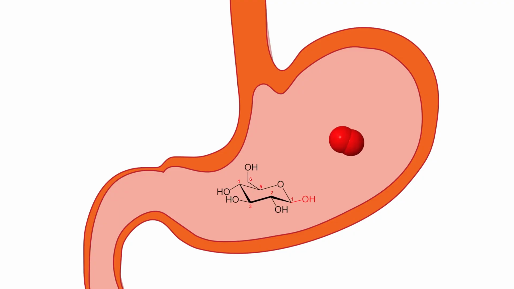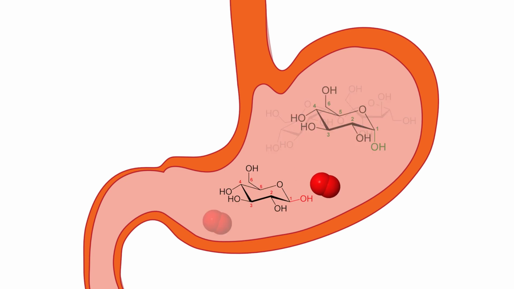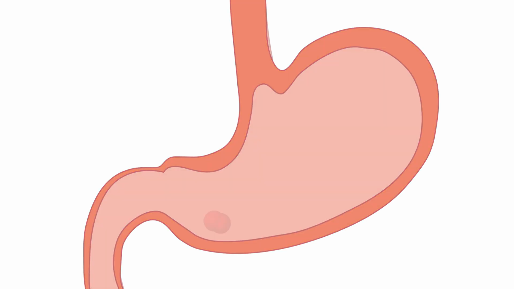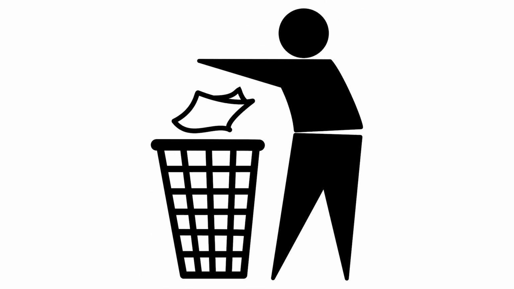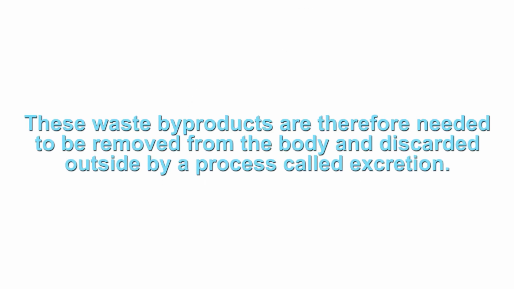When chemical reactions use the carbon source and the oxygen for energy generation, they create byproducts that are not only useless for the cells of the body but could even be harmful. These waste byproducts therefore need to be removed from the body and discarded outside by the process called excretion.